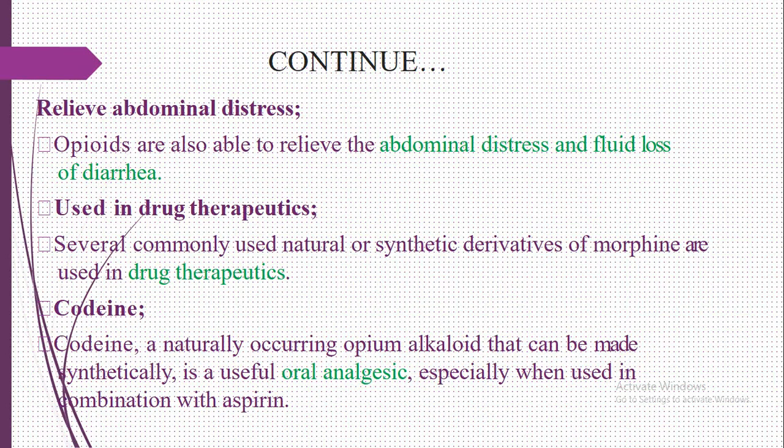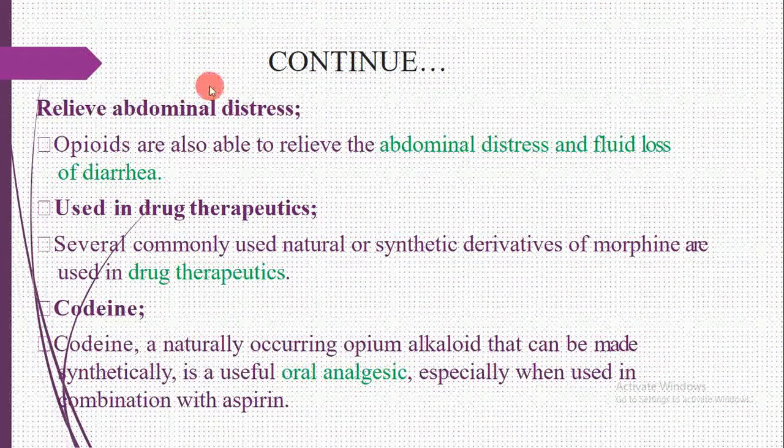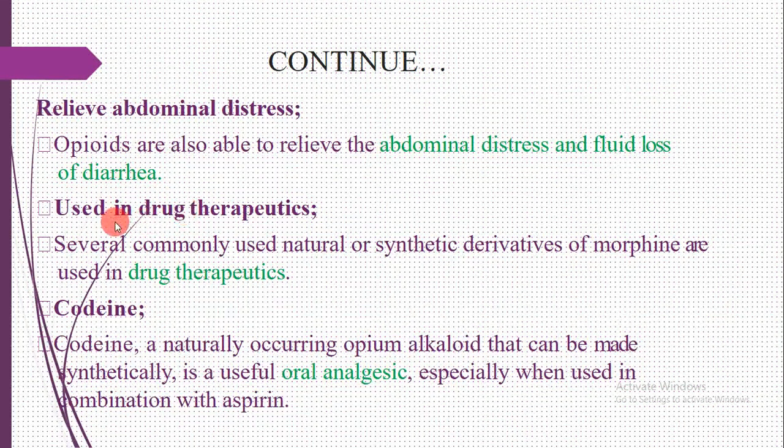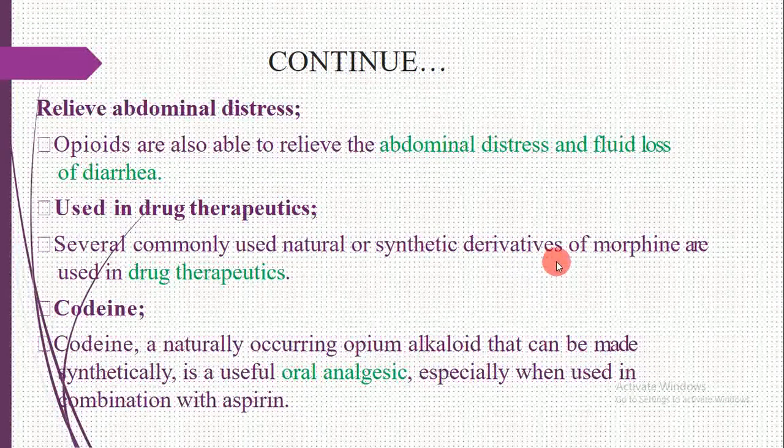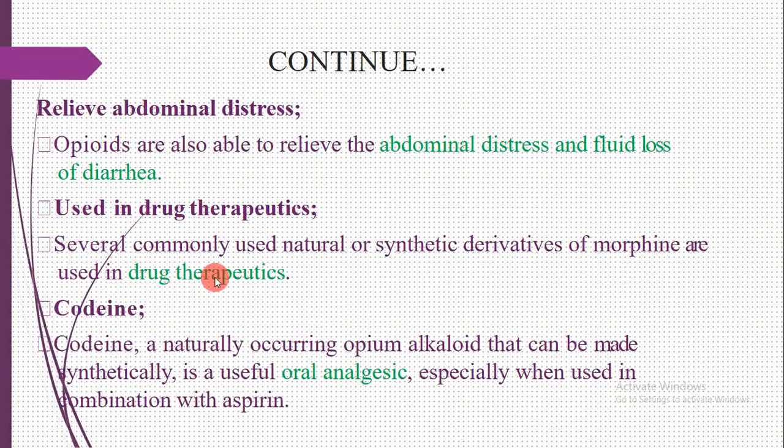They are also used in the treatment to relieve abdominal distress. Opioids are also able to relieve the abdominal distress and fluid loss of diarrhea. The fourth clinical use of opioid analgesics is in drug therapeutics. Several commonly used natural and synthetic derivatives of morphine are used in drug therapeutics. The sixth one is codeine.